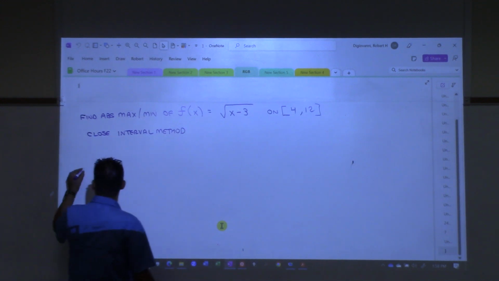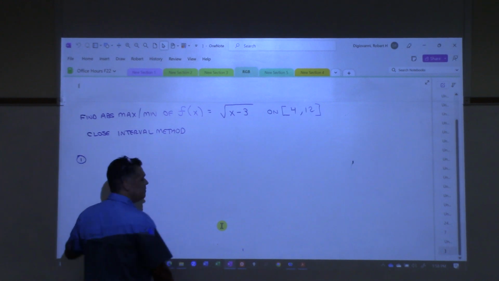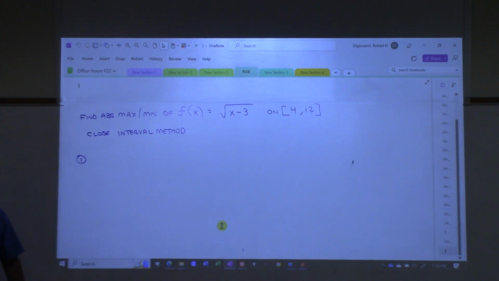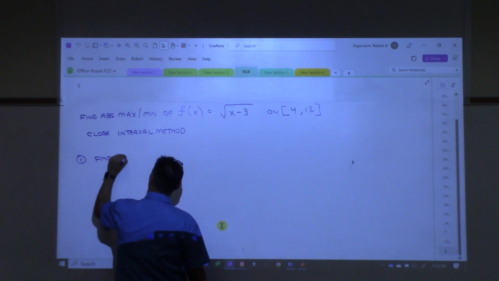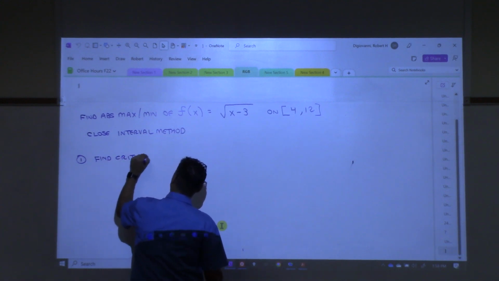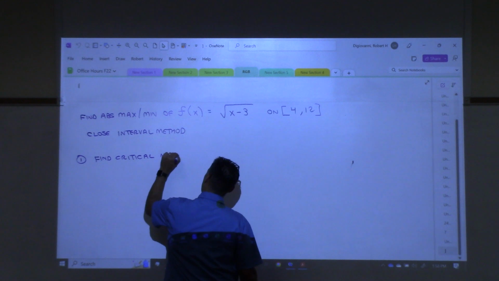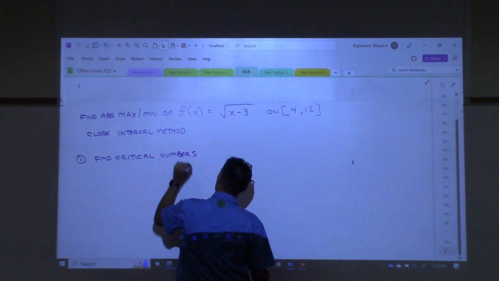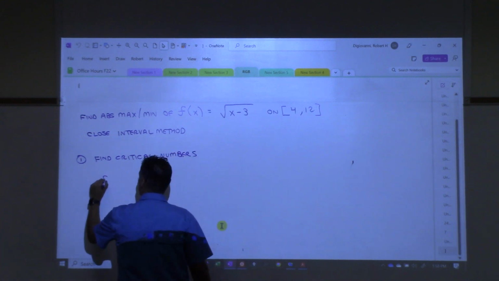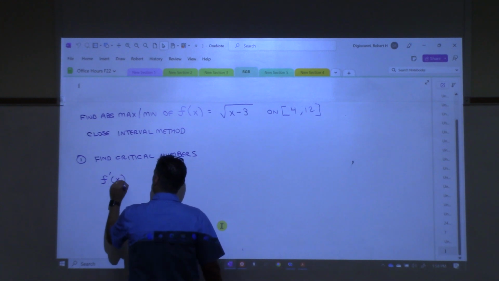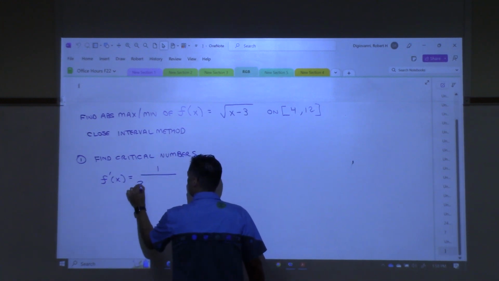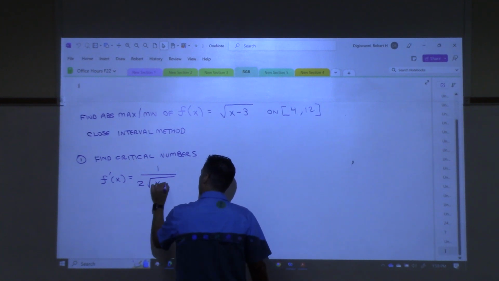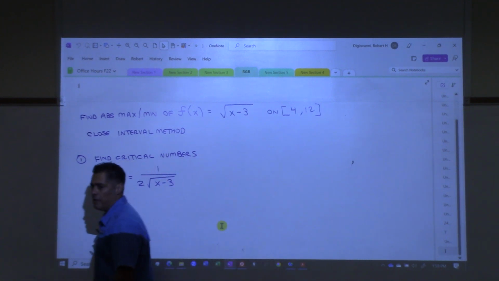All right, so the first thing I'm going to do is what? Find the critical numbers, right? Get the derivative. So I've got to do all this work this time. Find the critical numbers. All right, so I'm going to need the derivative, right? Let's take the derivative of this. The derivative of this, well, 1 over 2 square root of x minus 3. That's it. That's our derivative, right?